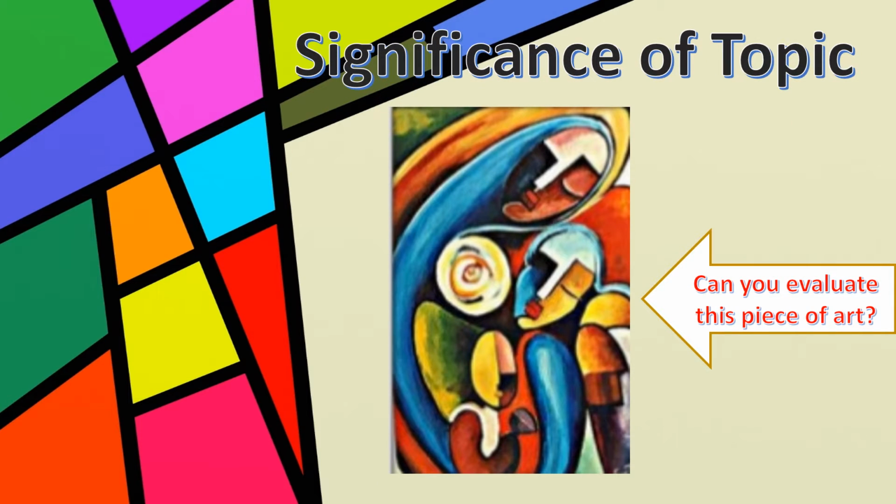Can you evaluate this piece of art? Sometimes we have to give our opinion about likes or dislikes on a piece of art or a design. And it's easy to say just I like this and I don't like that. But if we are asked to give the reason for it, then it becomes very difficult to find out the reason. Therefore, it's imperative to know the meaning and the types of the design elements and principles.